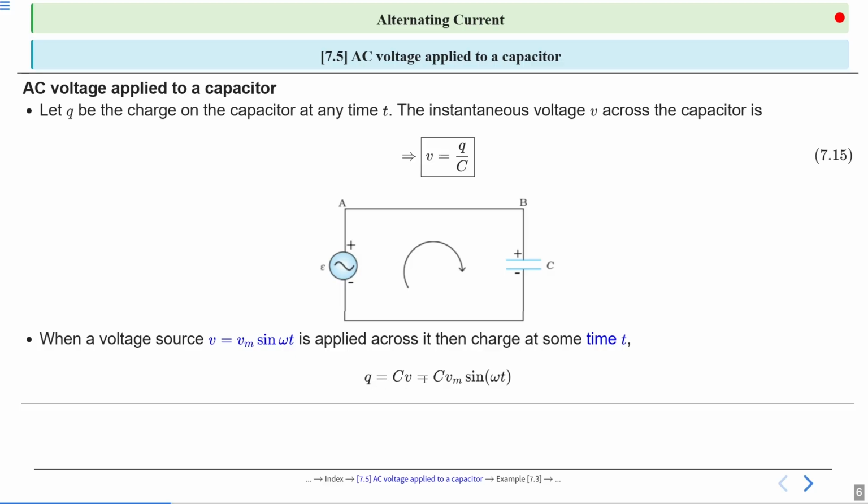So Q equal to CV, which is equal to C into, what is V? Vm sin omega t. This is the charge on the plates of the capacitor at any instant or any time t.